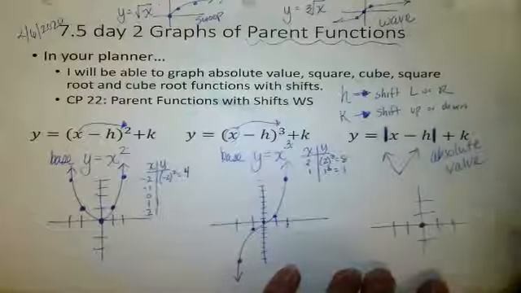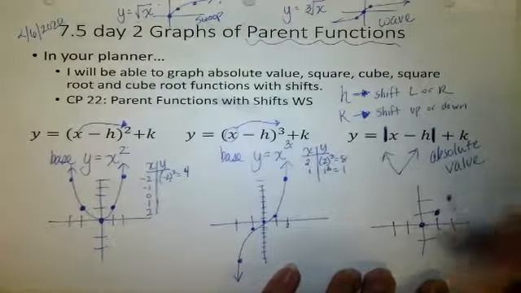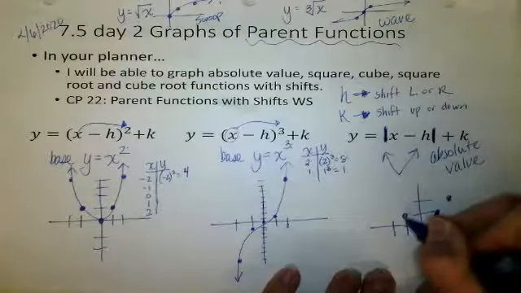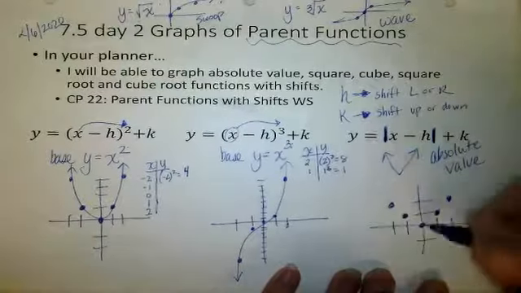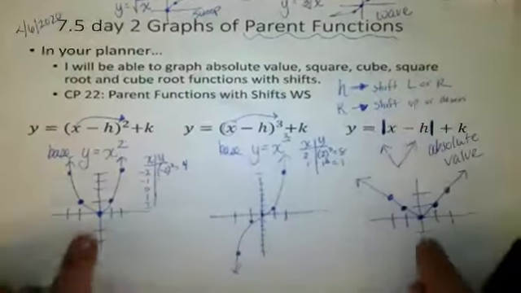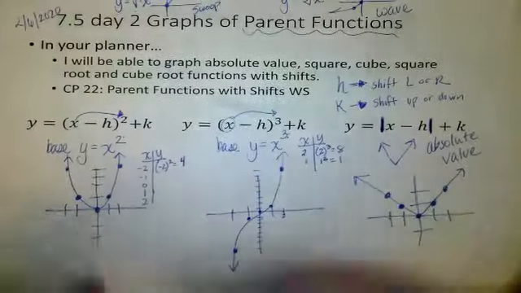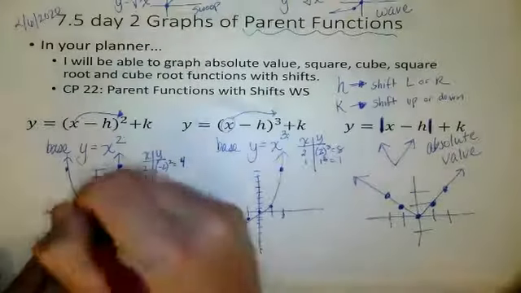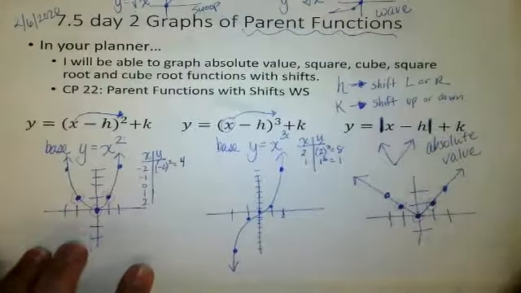starts at 0, 0. It goes 1, 1, 2, 2, 3, 3. Negative 1 turns into a positive 1. Negative 2 turns into a positive 2. And so that's how we get this V shape. Okay. And you'll notice that the parabola and the absolute value V have these same 3 points. Negative 1, 1, 0, 0, and 1, 1.